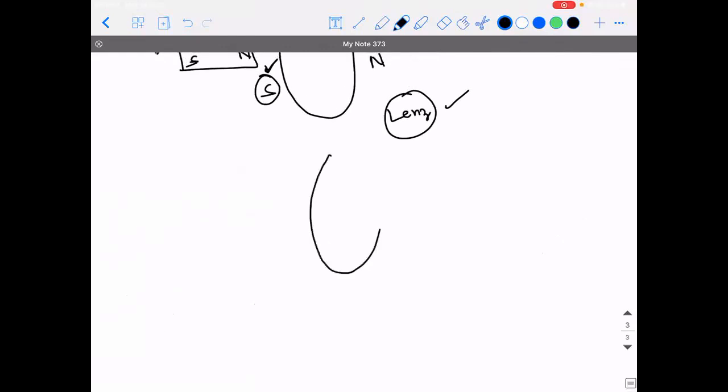If this is the coil and you have a magnet like this, whichever pole you are trying to take closer, the same pole will get generated on the side of the magnet. If you take the north pole close to it, then the north pole should get generated. North pole means current should flow in which direction? Anti-clockwise. So from this side, if you see, anti-clockwise current will get generated.